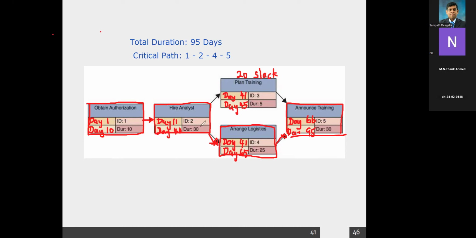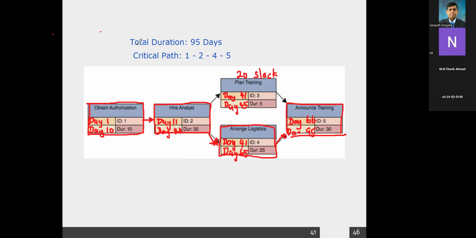Then you start two tasks. So therefore you can start with day number 41, day number 41. This will take 5 days, so therefore you end with day number 45. This will take 25 days, goes to day number 65. Now to start this one, you have to complete both, which means that it will complete both by day number 65. Therefore you start with day number 66. It takes 30 days. That means you end with day 95.